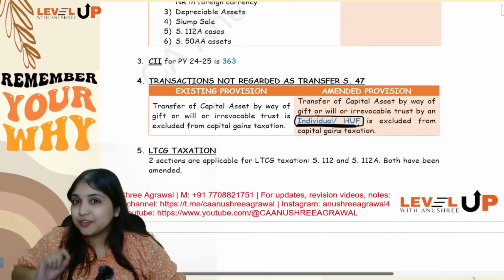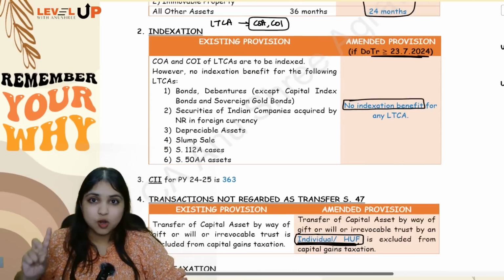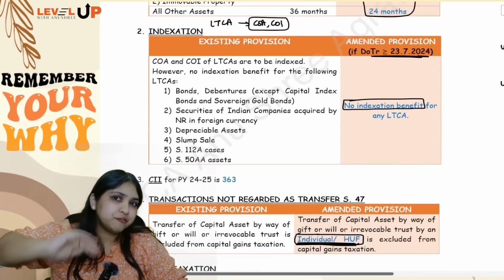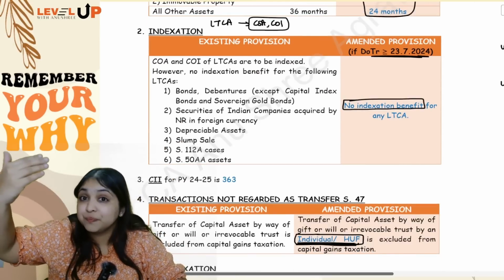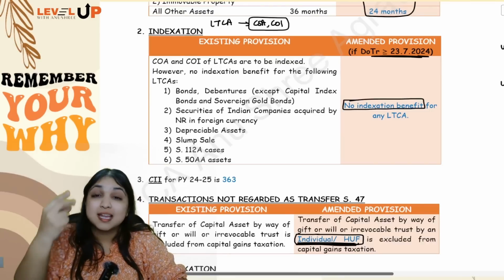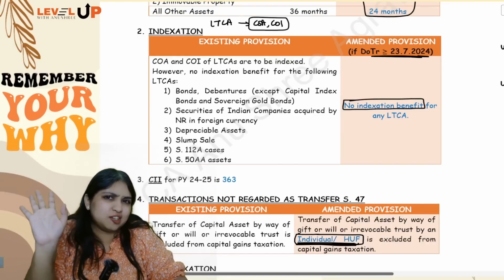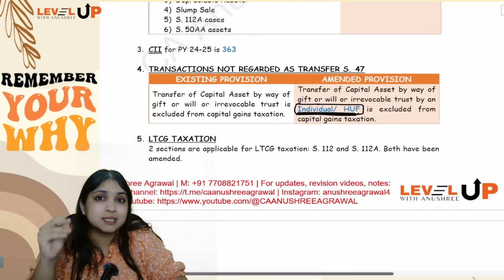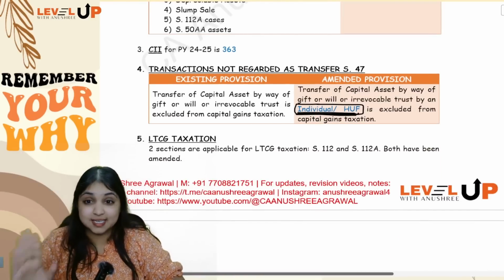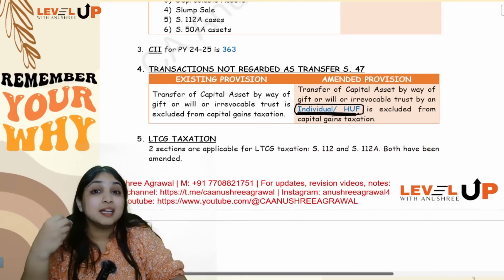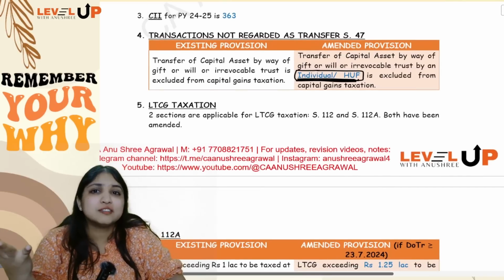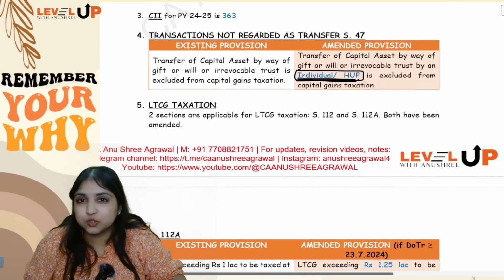See, what was your first amendment? Period of holding. Only 2 periods you have after 23rd July 24, 12 months and 24 months. Second amendment, no indexation anymore. Third amendment, CII for the current year is 363. Fourth amendment, gift, will, not a transfer. All that is only for individual HUF.